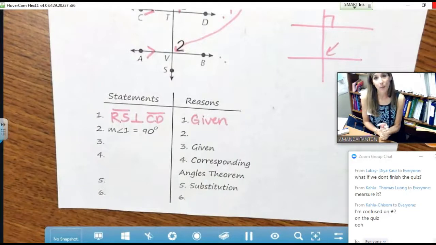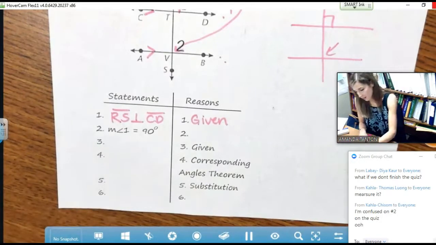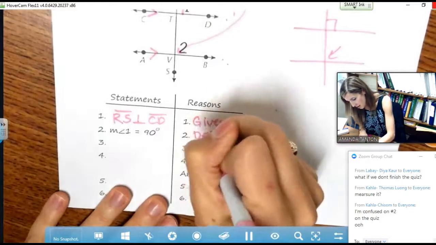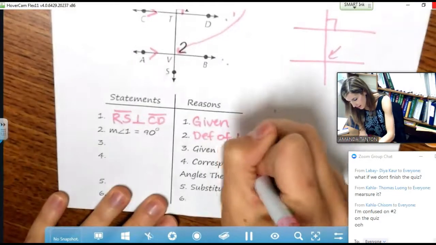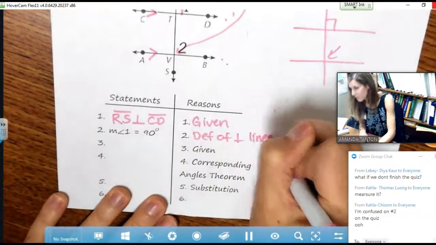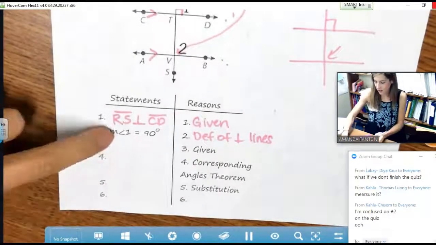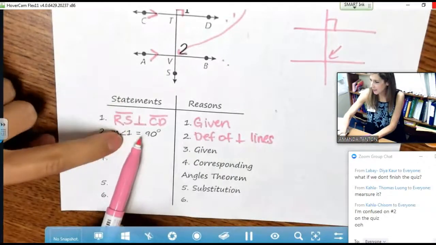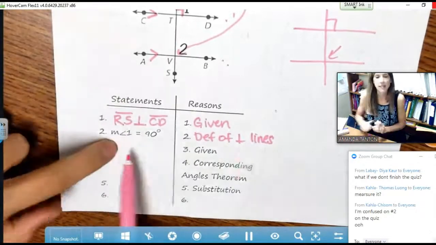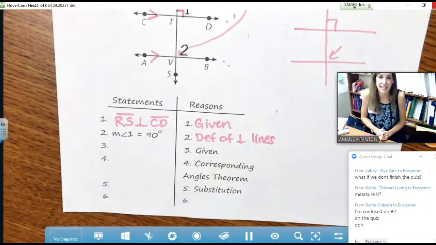Okay, now we are going past the given, and we're saying, oh, I know that if they're perpendicular, angle 1 must be 90 degrees. But then we have to write why it's 90. We have to know why. Why is angle 1 90? Well, because of the definition of perpendicular lines. We know perpendicular lines are lines that intersect at 90 degrees. So we knew they were perpendicular, then we said they're 90. Why is it 90? Because of what a perpendicular line is.